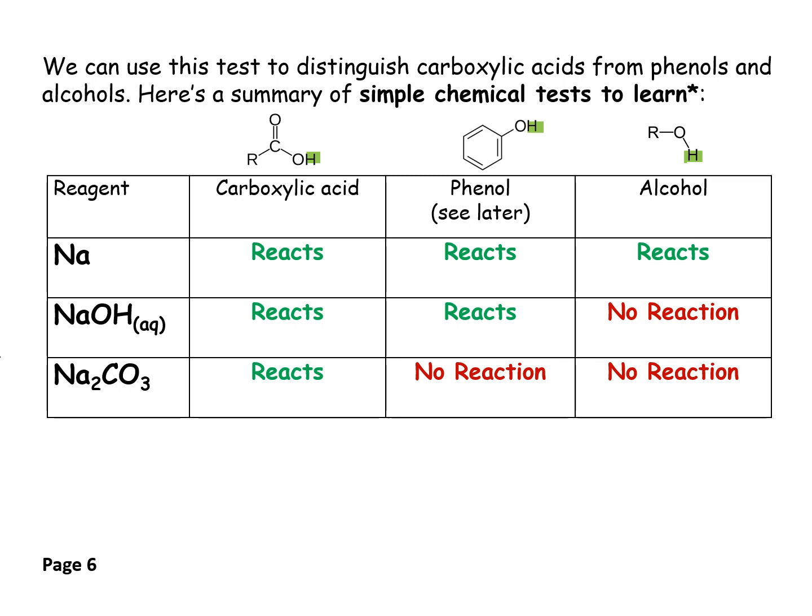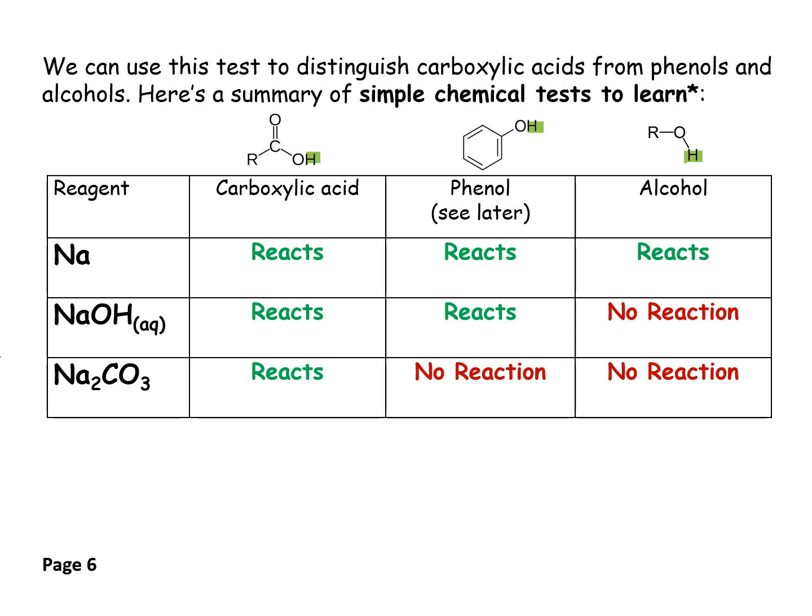So looking down the first column now, we can see sodium. Sodium will react with all 3 of those types of compounds, so sodium wouldn't be any good to help us to distinguish between them, but we know a metal will react with an acid to produce a salt plus hydrogen. Sodium hydroxide, notice that it won't react with the alcohol, so that's a good little bit of information. It would react with the carboxylic acid and the phenol, and you should be able to do balanced equations for those. We'll look at phenol later in the course.